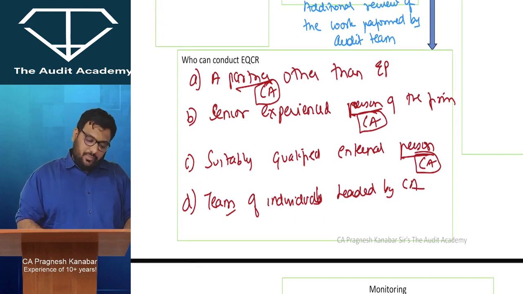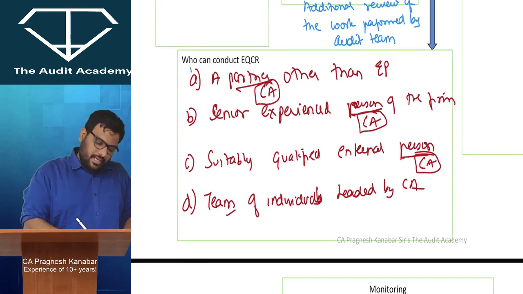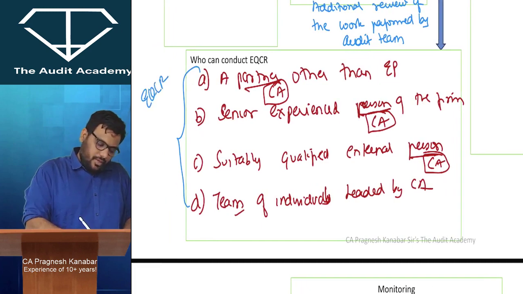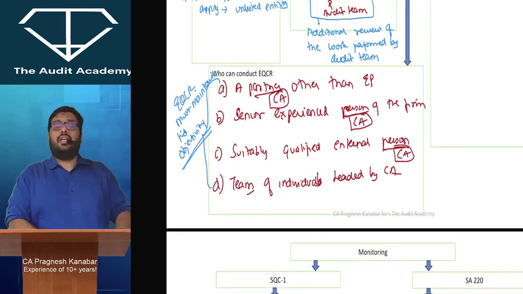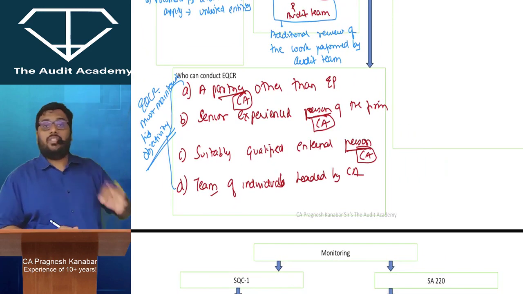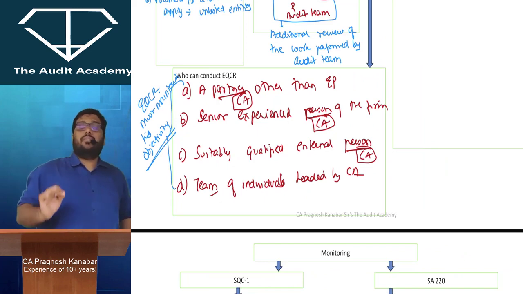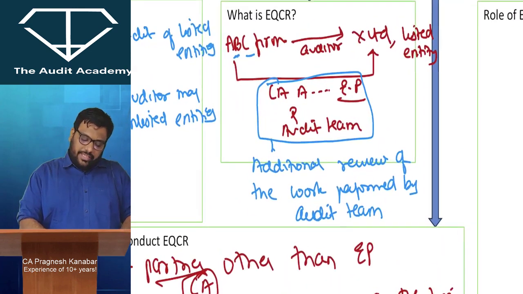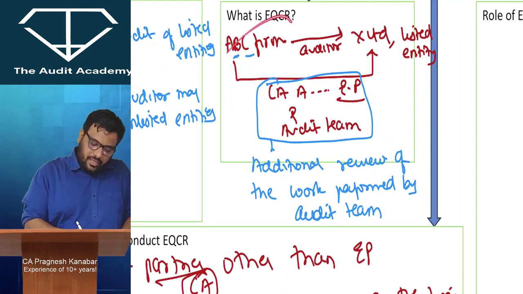Now listen to me. In the new syllabus module, there is a superb question that the engagement quality control reviewer, EQCR, must maintain his objectivity. I repeat, EQCR must maintain his objectivity. That means he must ensure that he remains unbiased. You know what is the question I will tell you? This is the case study.